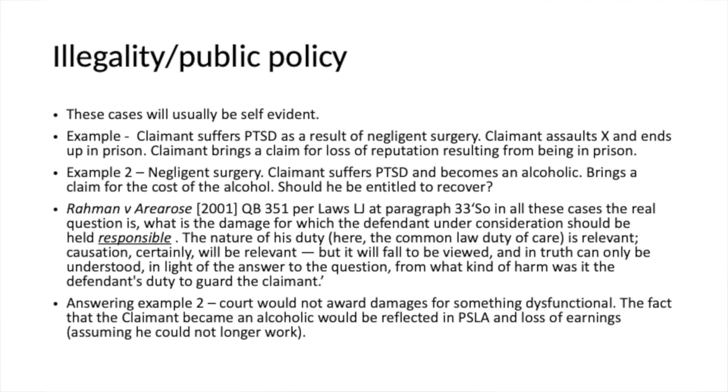So Lord Justice Laws is talking about, obviously, responsibility of the defendant and what was their duty to guard the claimant against. So in answering the second example that I gave you of the alcohol, no, the court would not award for something dysfunctional like alcohol. What they would do is there would be a finding, most likely, that the fact that he was an alcoholic is reflected in an increased PSLA award and potentially loss of earnings if he could no longer work. Come on to that again when we talk about surrogacy cases as well.